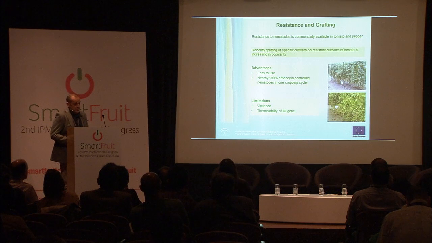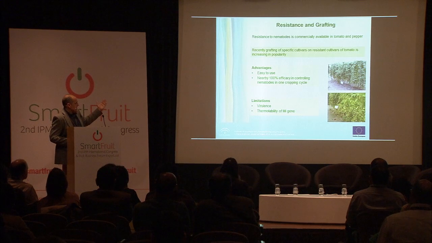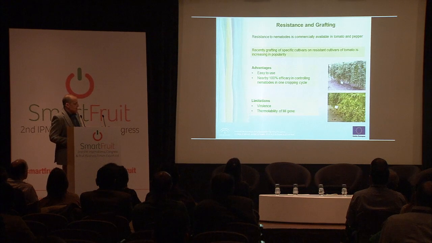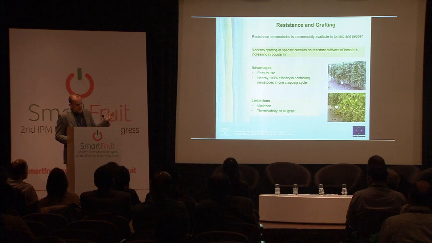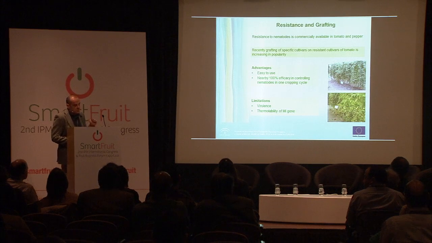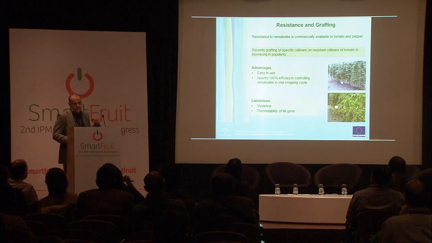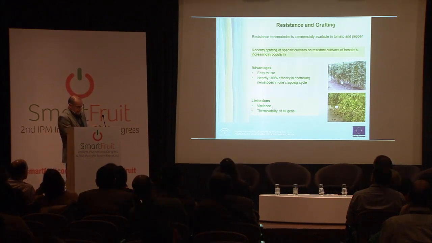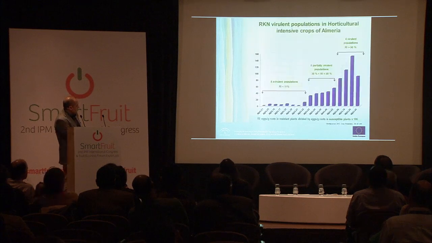Now, the second kind of control method is resistance and grafting, because that should be very effective. If you have a resistant cultivar, in theory, we should have an efficacy of 100%. It's very easy to use if the cultivar is resistant, but there are certain limitations also. The ones mentioned before, virulence, and in the case of resistance in tomato plants, this resistance is not effective when the soil temperature is very high, which is what happens very often in greenhouses in Almeria.